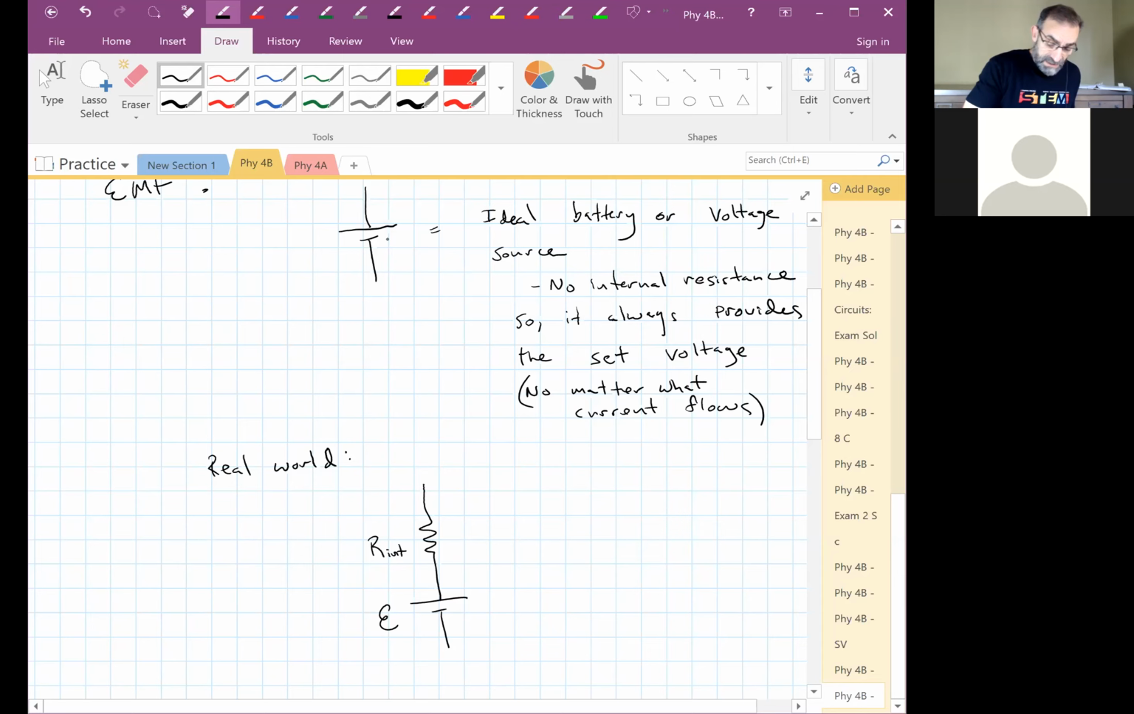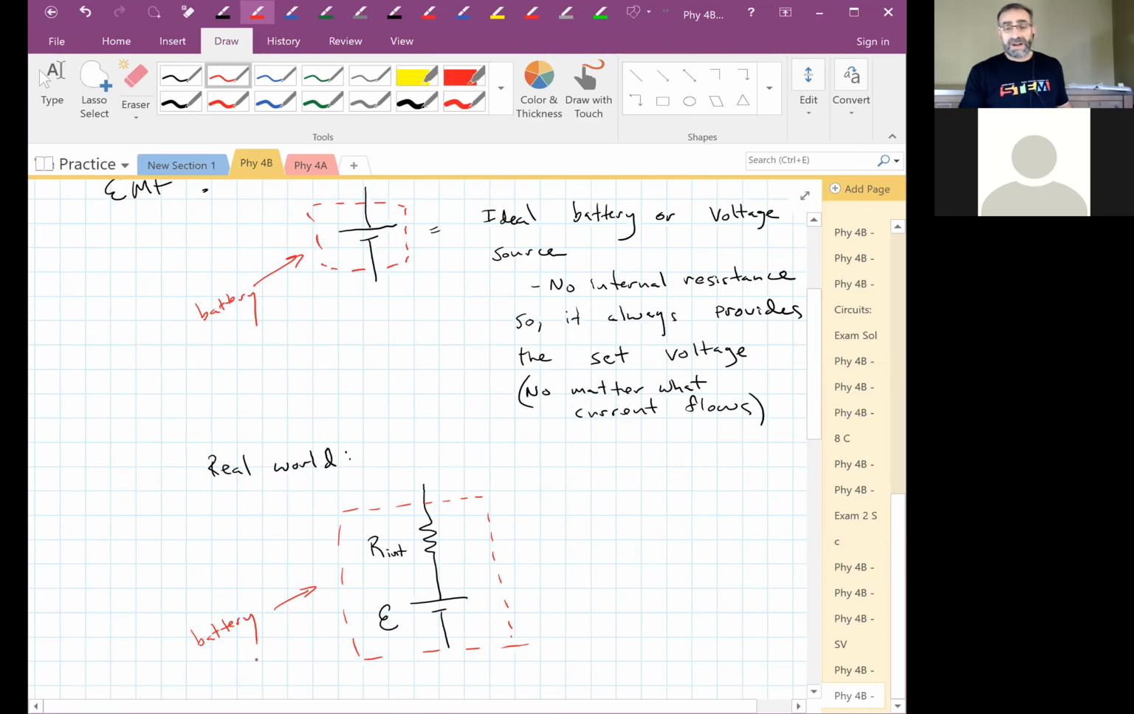And now instead of this being the battery, now this is the battery, right? So we put on our X-ray vision glasses and look inside the battery. And what do we see? We see an ideal battery in series with a little resistor, R internal. These would be the terminals of the battery.